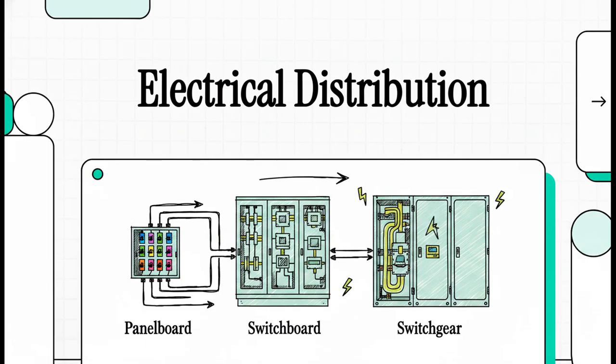Welcome to the Explainer. Today we're jumping right into the hierarchy of electrical distribution to finally clear up the confusion between three absolutely critical pieces of equipment: panelboards, switchboards, and switchgear. If you've ever stared at a single-line diagram and second-guessed exactly what kind of equipment you're actually dealing with, well, you're in the right place. We're going to break the whole thing down, from the absolute basics all the way up to complex engineering specs.